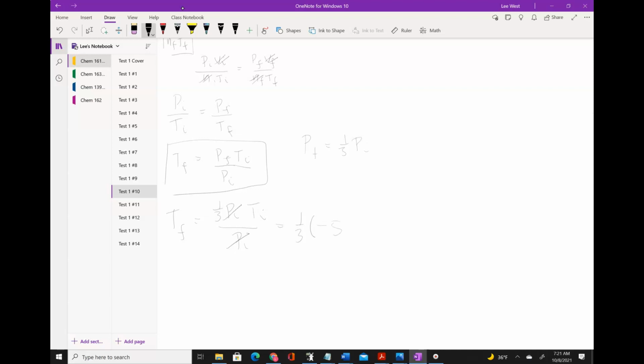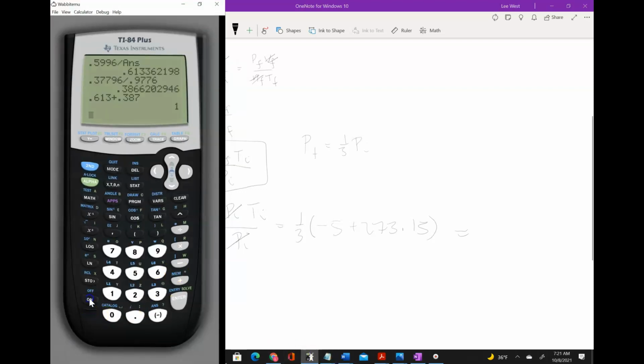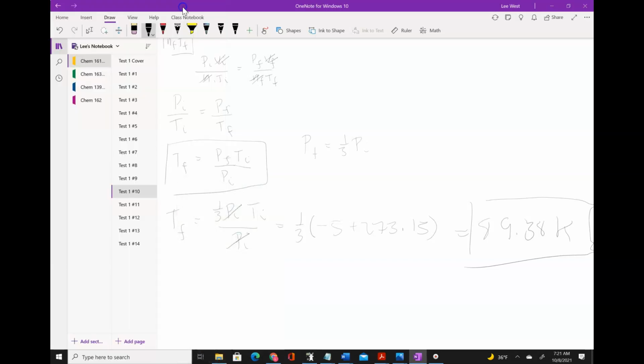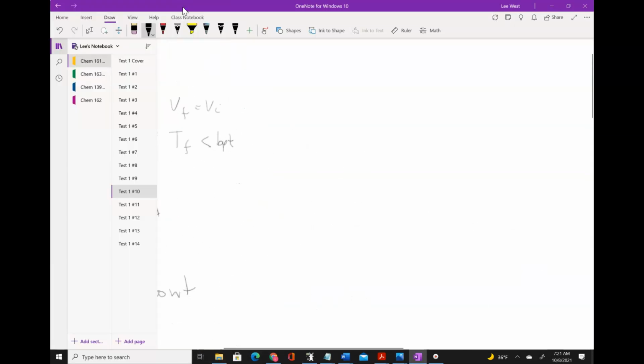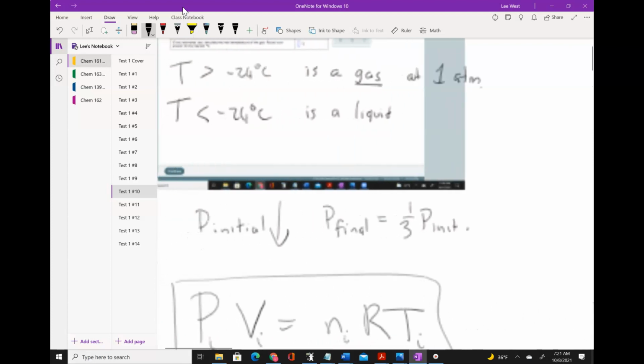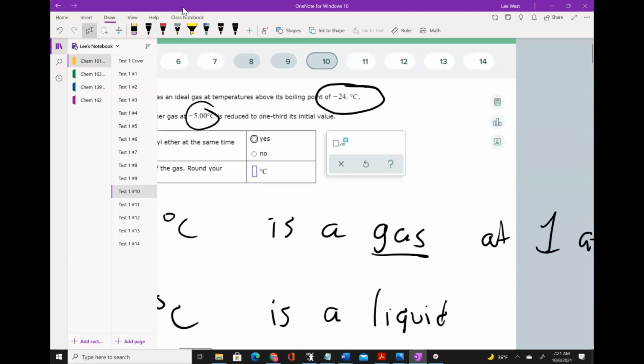So remember, we've got to work in Kelvin though. 1/3 of -5 plus 273.15. So let's do that. 1 on 3, parentheses, -5 plus 273.15, close parentheses, enter, and that is 89.38 Kelvin. So our question is, is this bigger than the boiling point, right? Is that bigger than this -24 degrees Celsius?